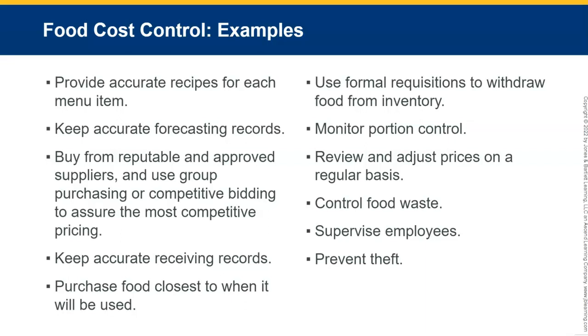Keep accurate forecasting records. Buy from reputable and approved suppliers and use group purchasing or competitive bidding. Keep accurate receiving records. Make sure that you're logging in and out what's leaving the storage room. Purchase food closest to when it will be used. The closer it is to being used, the less likely it will spoil, mold, go bad, or be wasted in any way. Use formal requisitions to withdraw food from inventory.